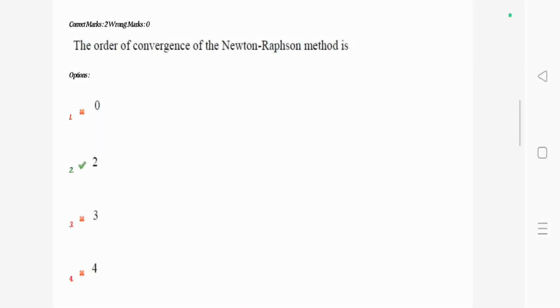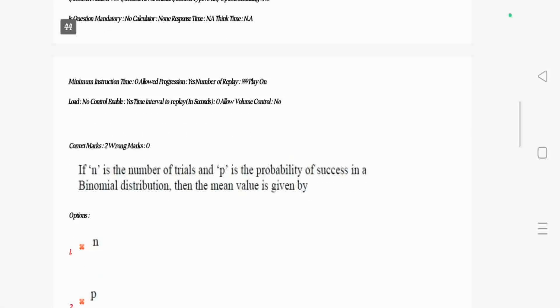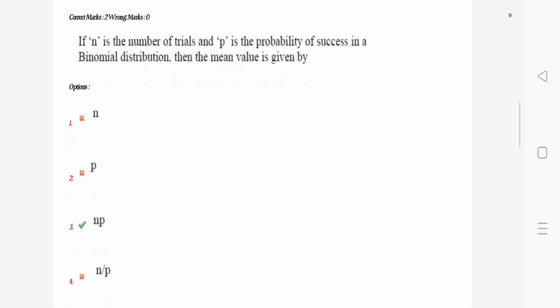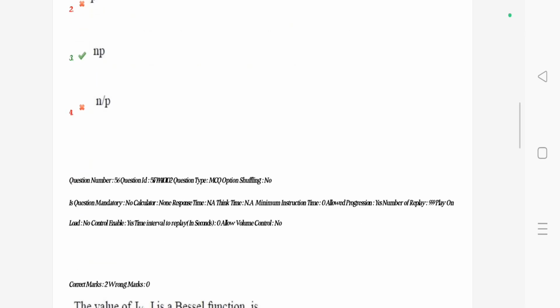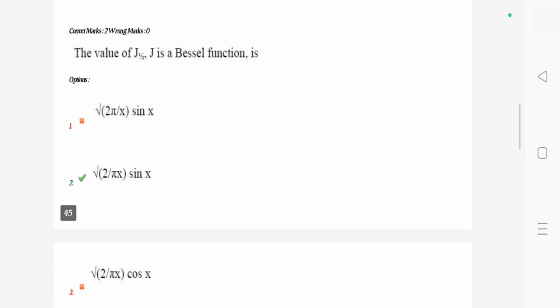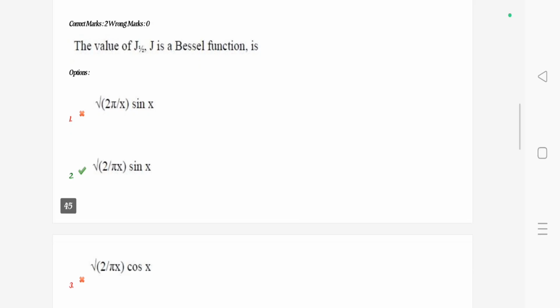Now 54th question, the order of convergence of Newton-Raphson method is 2. Next question, if n is number of trials, p is probability of success in binomial distribution, then the mean value is given by np. Now next, the value of J half, where J is the Bessel function. Option is root 2 by pi x sin x.